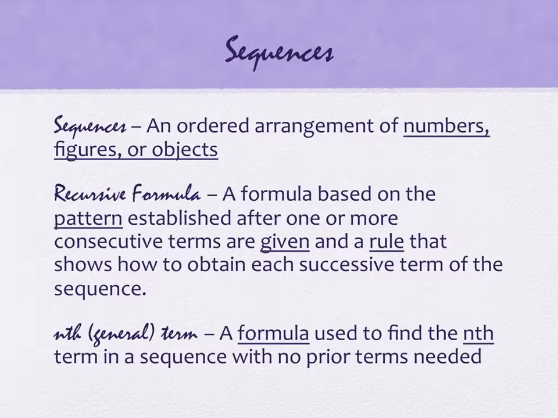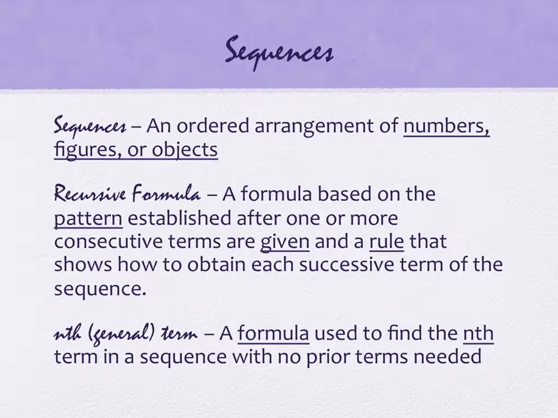A recursive formula is a formula based on the pattern established after one or more consecutive terms are given, and a rule that shows how to obtain each successive term of the sequence. So let me give you a numerical example. Let's say that we have an example of numbers, and the example is 3, 5, 7, 9. And it keeps going after that, okay? The pattern is that I add 2 every time, right? That's the pattern. Well, knowing that the pattern is add 2 every time, that's the rule that we figure out to get the next term. The only way that I can still know what I'm doing is to know where I am in the sequence.